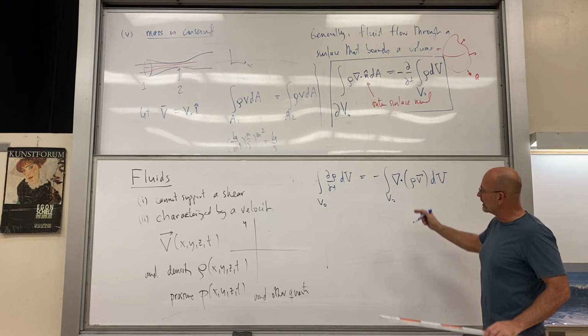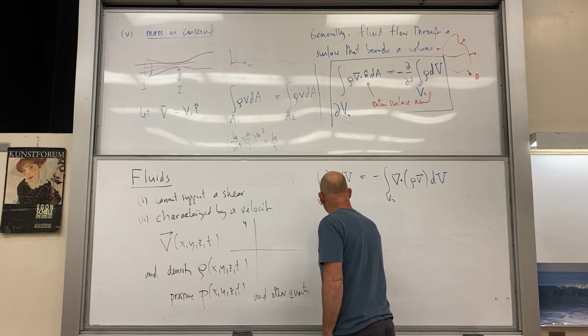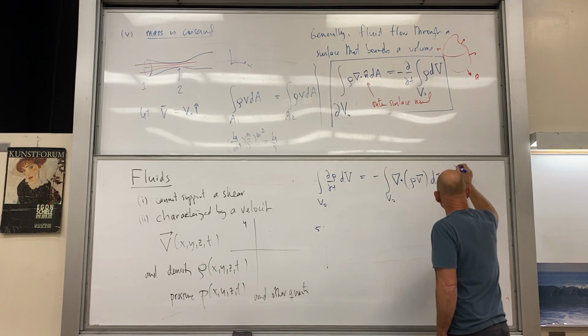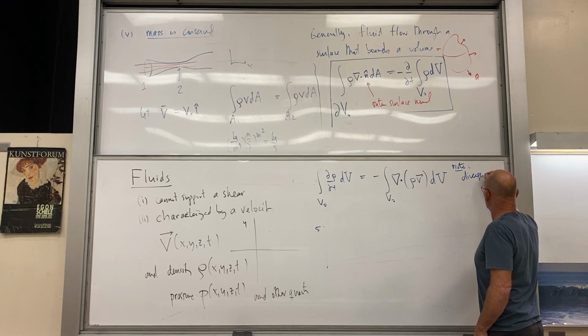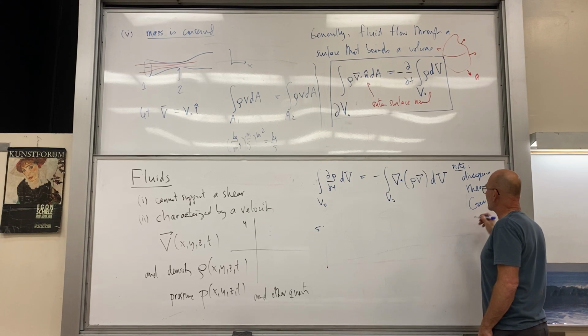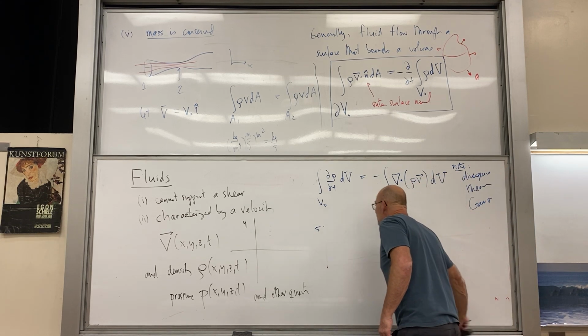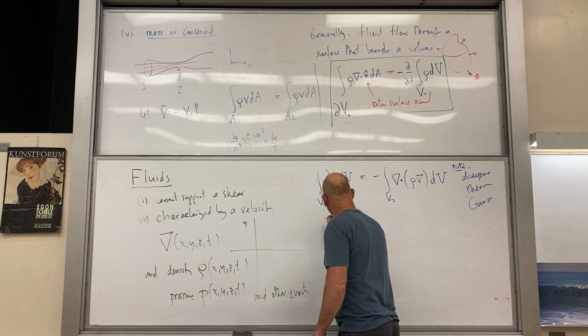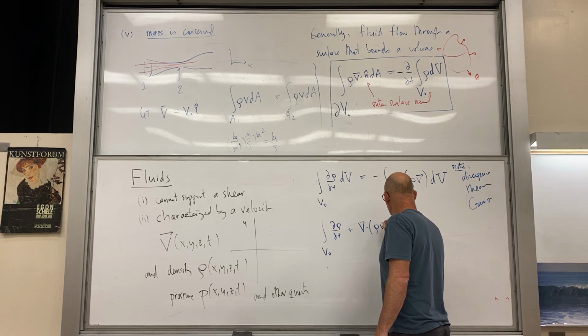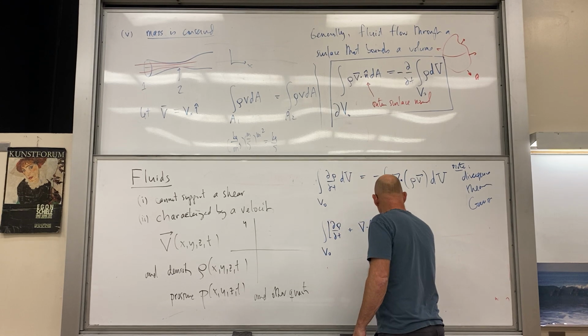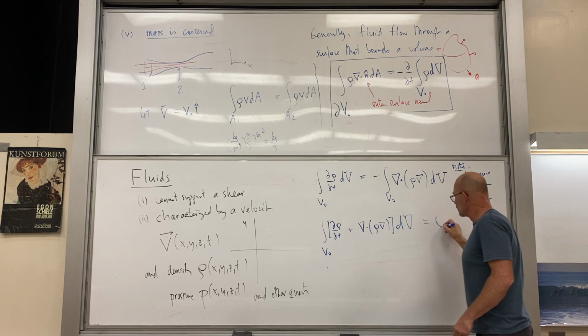and I can bring this all under one integral. So let's make sure we note here divergence theorem, Gauss. And now we'll go ahead and put them all under one integral. The integral over V0 of d rho dt plus divergence of rho v, square bracket, d volume equals 0.